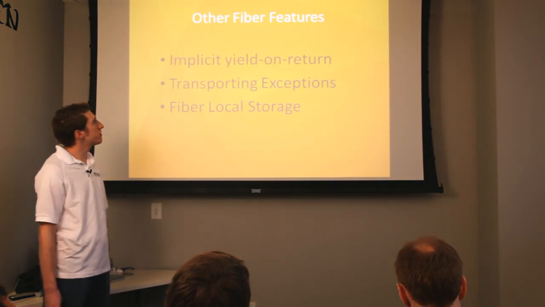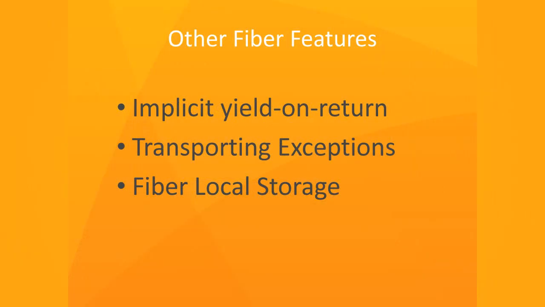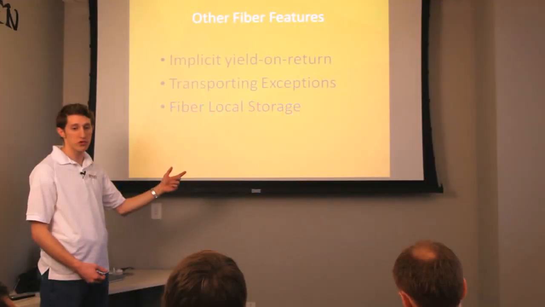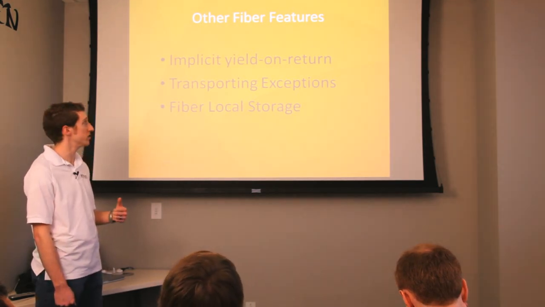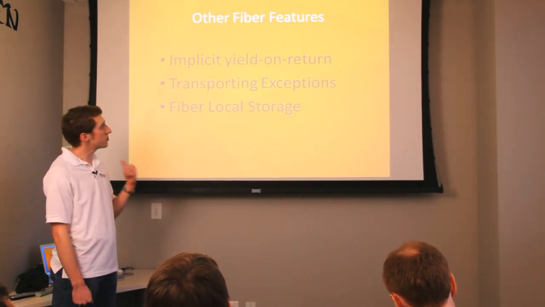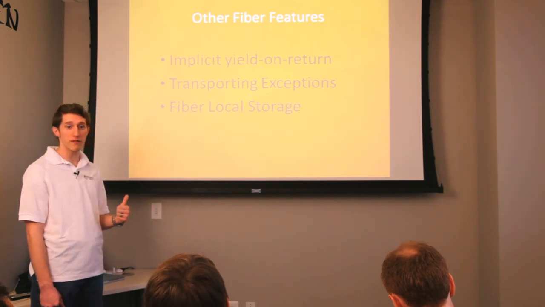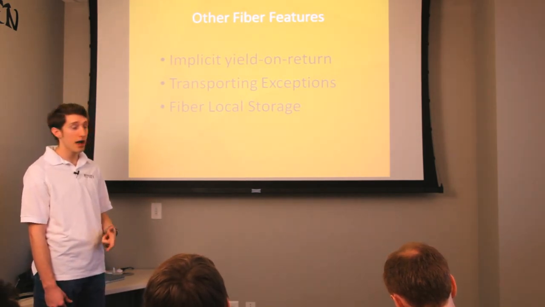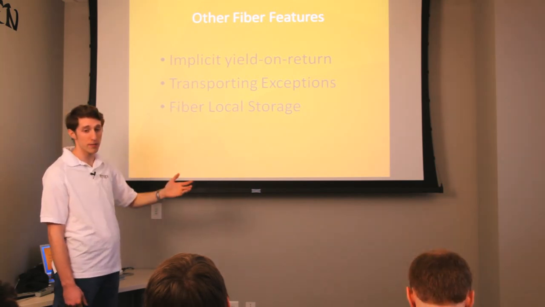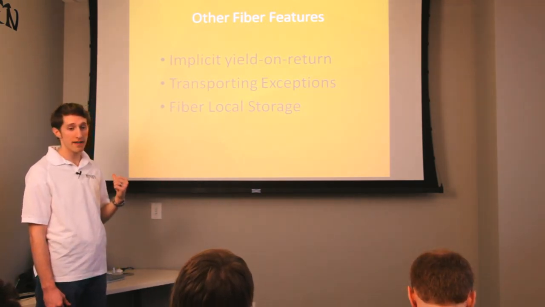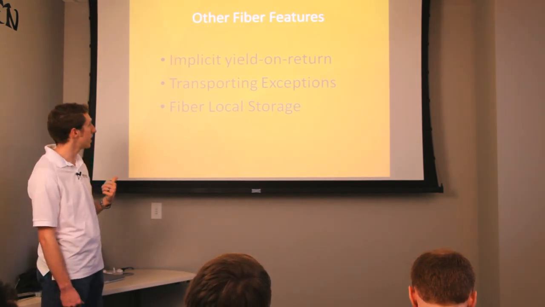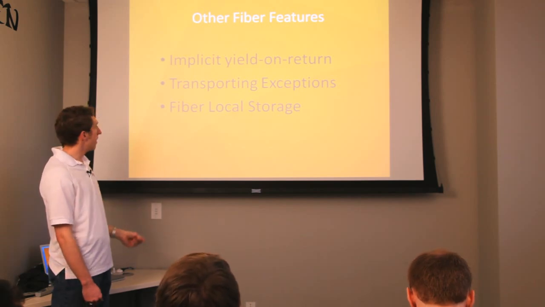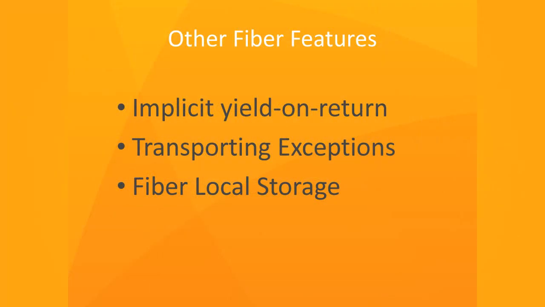So a few other fiber features. There's an implicit yield on return. So if a fiber exits and it has a link to somebody that called it, it will do a yield at that point. So you don't have to call yield explicitly. Exceptions are transported. So if an exception happens on a fiber and it does have a yield on return fiber to know who to go to, that exception will be rethrown in the calling fiber, and it will go across those two fibers. And then fiber local storage we talked about.